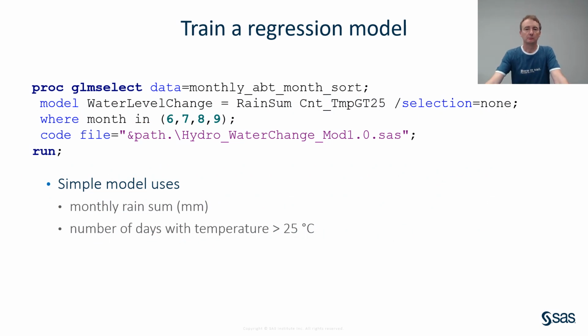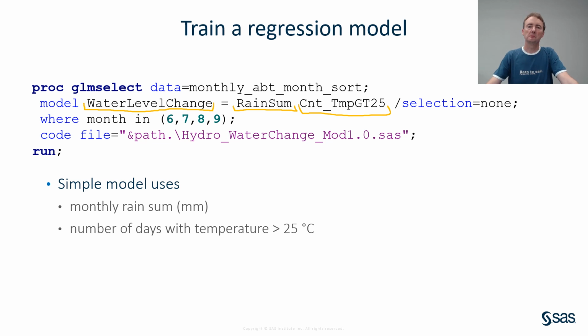The simple regression model that I trained, as you can see here, uses as a target variable the water level change on a monthly basis. So what is the amount of water that was added or lost during a month? And I explain this by two parameters: the rain sum in millimeters and the number of days where the temperature was above 25 degrees.